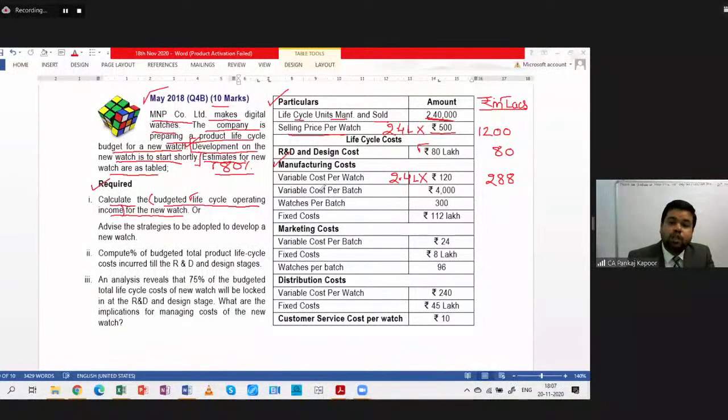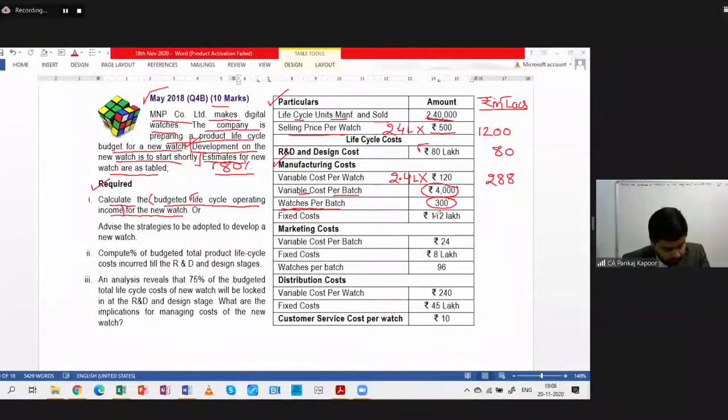Moving further, the batch processing cost. What is the name written? Variable cost per batch. But you, being a student of costing, must read it as batch processing cost. In order to process the manufacturing of one batch, you need to incur 4,000 rupees. But the number of batches is not given to us. We now need to compute the number of batches. In order to compute that, the next information is very important for us. That is, the watches per batch. The batch size is 300 watches.